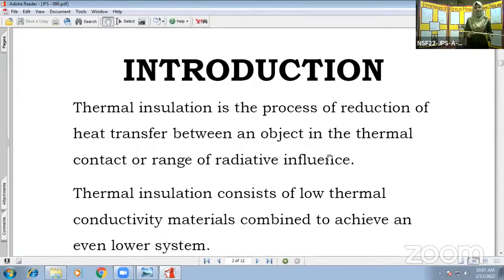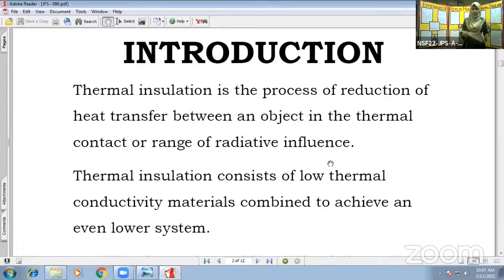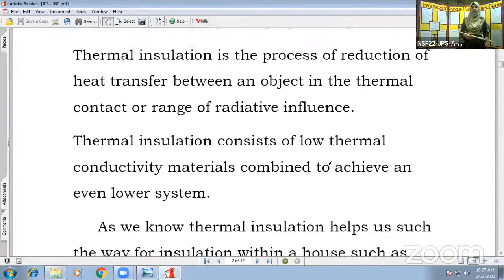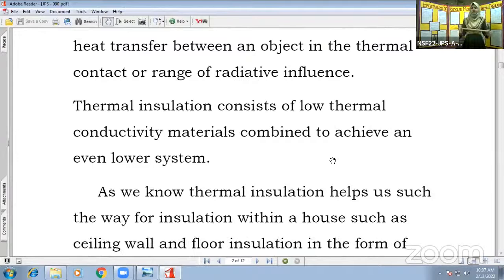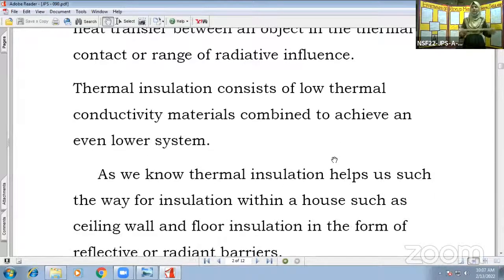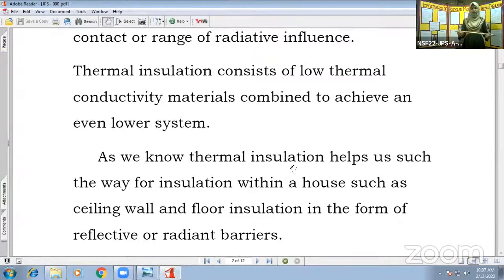So, do you know what is thermal insulation? Thermal insulation is the reduction of heat transfer between objects in thermal contact or in range of radiative influence. Thermal insulation consists of low thermal conductivity materials combined to achieve an even lower system conductivity. It can be achieved by specially engineered methods or processes as well as suitable shapes, objects and materials. Here is a list of 5 commonly used insulators. Let's see how they can help us.